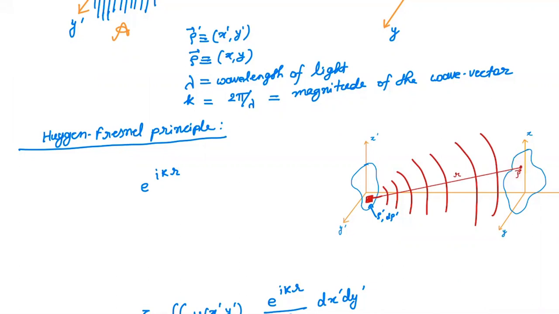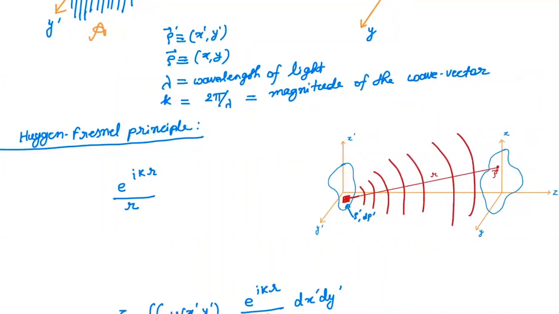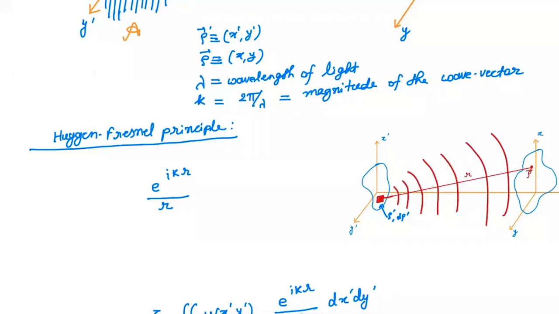So e to the i k r is the spherically propagating wave, and then divided by r, because the amplitude will be decreasing by that scaling. So just e to the i k r by r. If I have a unit amplitude point source at rho prime, then the amplitude at rho will be e to the i k r by r. If you take a point source as a spherically outgoing wave, then this will be the amplitude of that part.